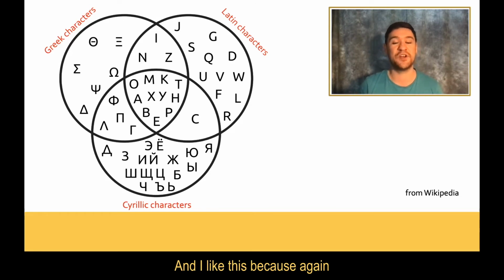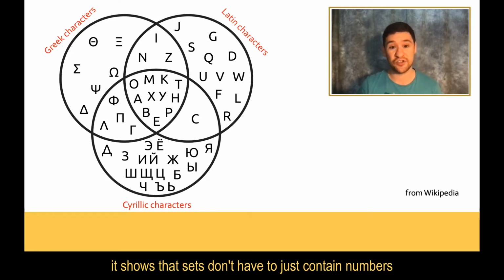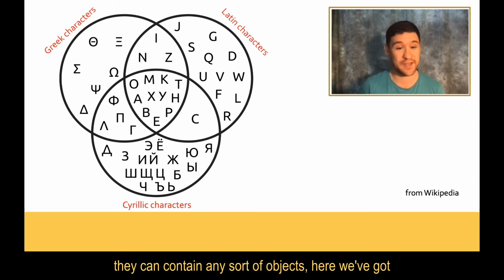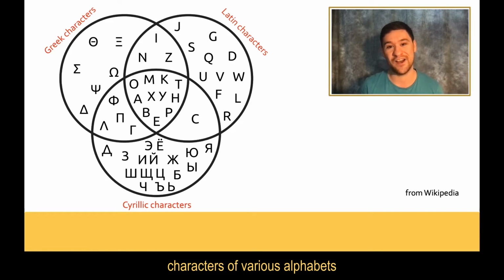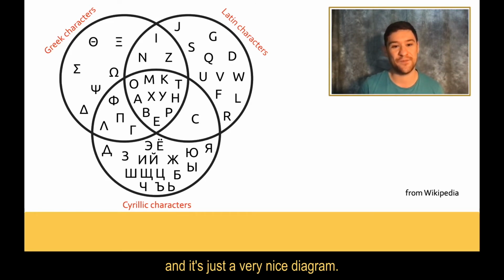And I like this because, again, it shows that sets don't have to just contain numbers. They contain any sort of objects. Here we've got characters of various alphabets. And it's just a very nice diagram.